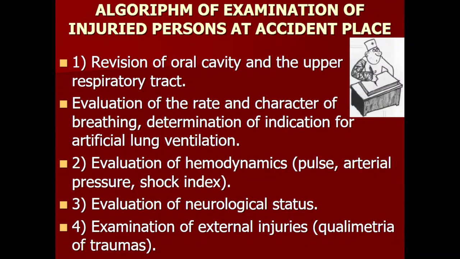Next, algorithm of examination of injured persons at the accident place. First, revision of the oral cavity and the upper respiratory tract. Evaluation of the rate and character of breathing, determination of indications for artificial lung ventilation. Evaluation of hemodynamics, pulse, arterial pressure, shock index. Next, evaluation of neurological status. 4. Examination of external injuries, colorimetry of traumas.